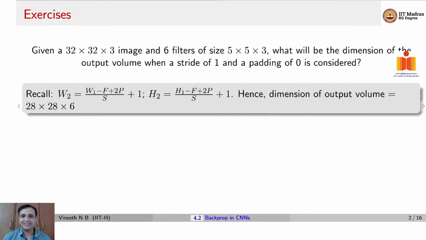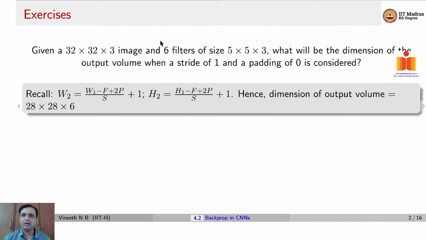Before we go there, let's revisit our exercise from last class, which was, given a 32 cross 32 cross 3 image and 6 filters of size 5 cross 5 cross 3, what is the dimension of the output volume with a stride of 1 and padding of 0? The answer is straightforward. W2 is equal to (W1 minus F plus 2P) by S, plus 1. A similar formula holds for H2. You simply plug in the values and you get 28 cross 28 cross 6, where 6 is the depth of the output because of the number of filters.